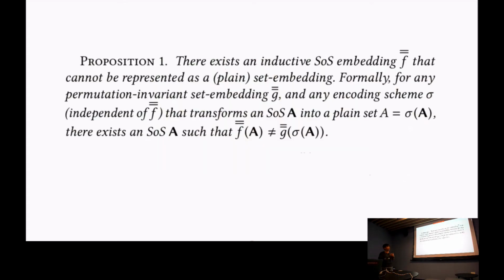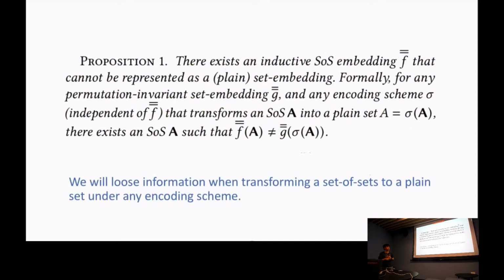In the paper, they give the proposition and the proof that for a given set of set embeddings, under any encoding scheme that turns the set of set data into a plain set, there is a representation of the set of set that cannot be represented by learning directly from the encoded plain set. In other words, we lose information when transforming a set of set to a plain set under any encoding scheme. The basic idea is that we lose information when the main information comes from the structure of the data.